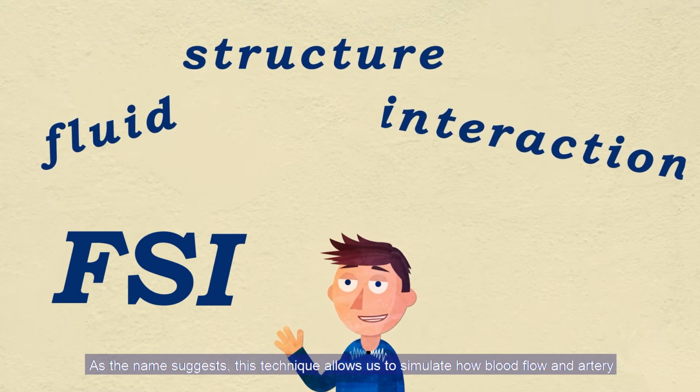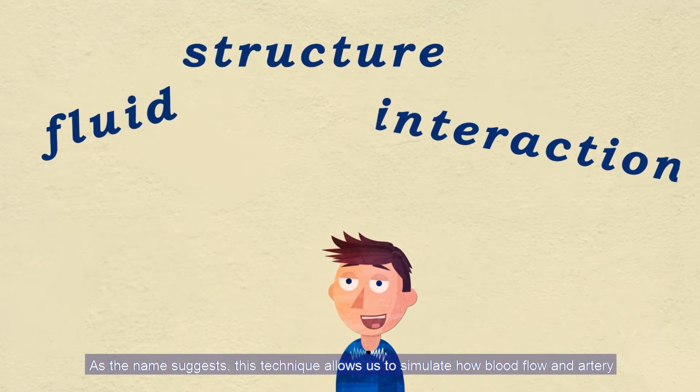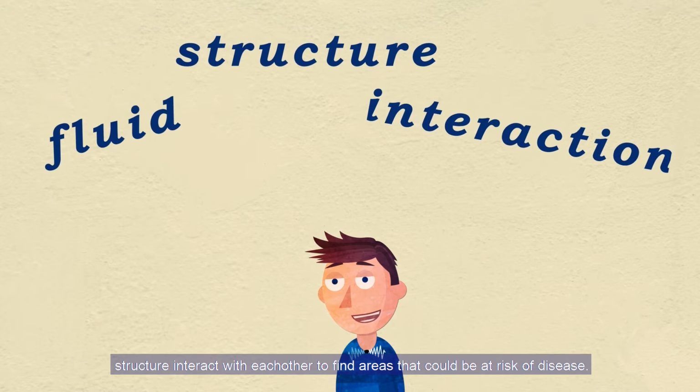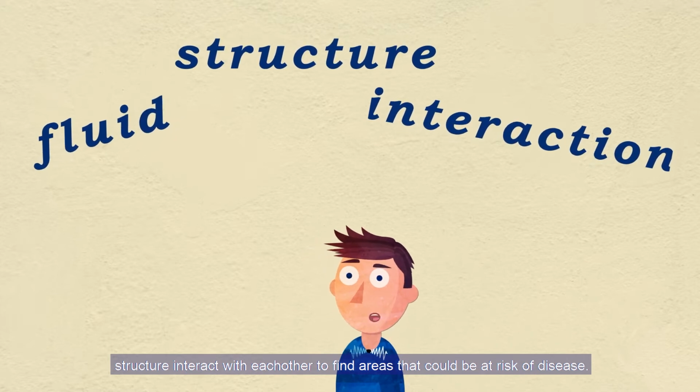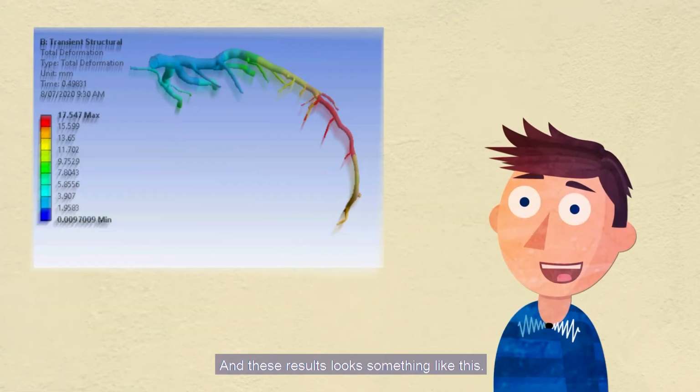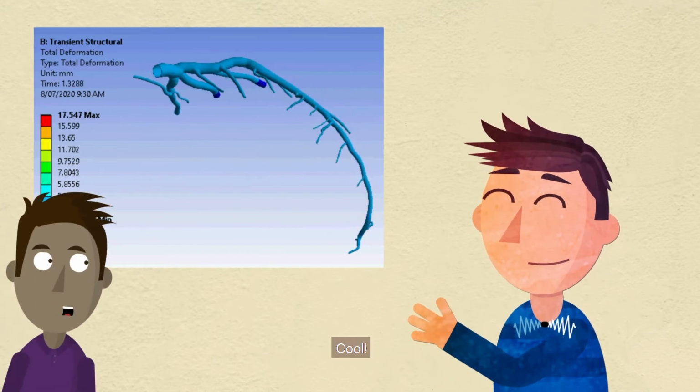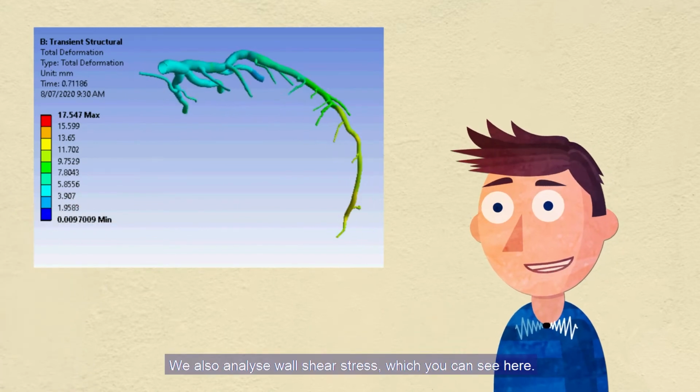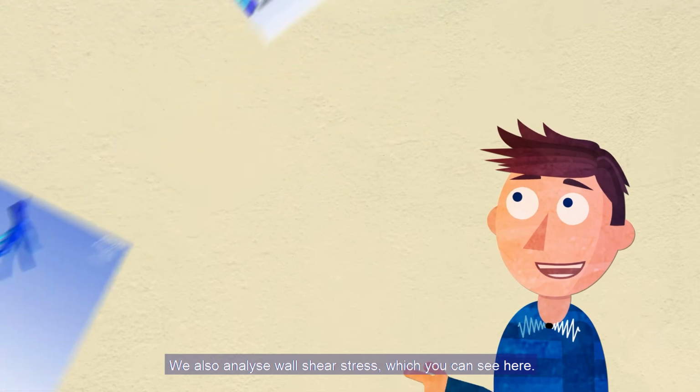As the name suggests, this technique allows us to simulate how blood flow and artery structure interact with each other to find areas that could be at risk of disease. And these results look something like this. Cool. We also analyze wall shear stress, which you can see here.